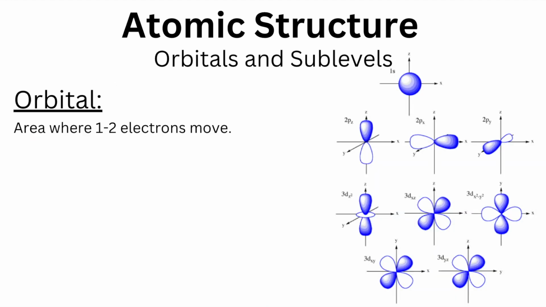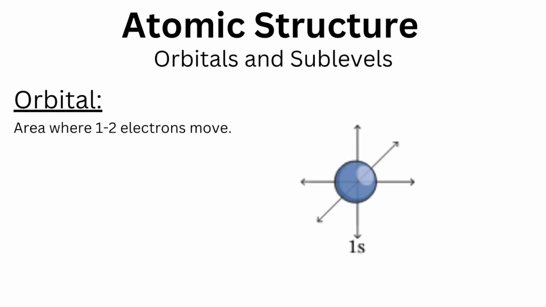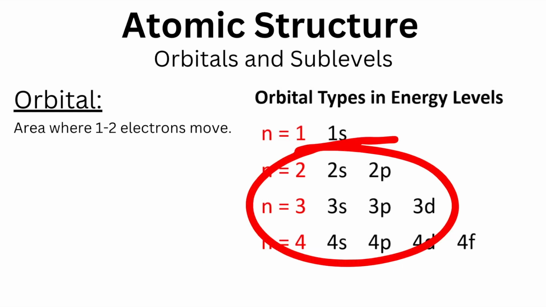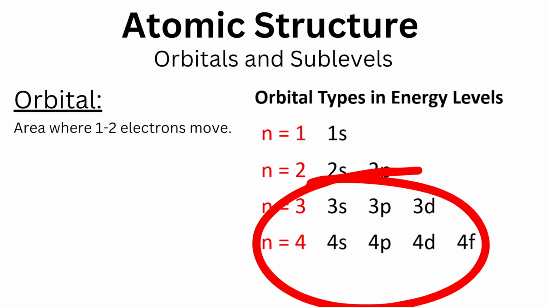Orbitals and sublevels. Orbitals are the volume of space around the nucleus through which one or two electrons move. The first energy level has one s orbital, called 1s, and the second energy level has a larger s orbital, called 2s, and 3 p orbitals, called 2p. Then the third energy level has everything the second has with an additional 5 d orbitals, called 3d.